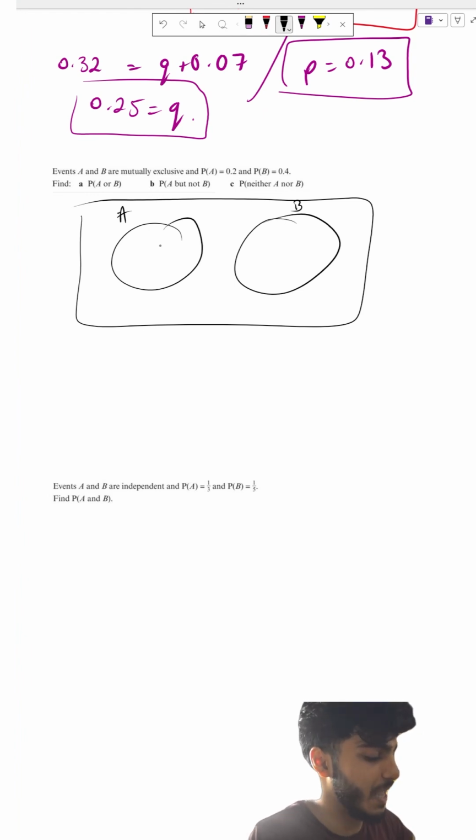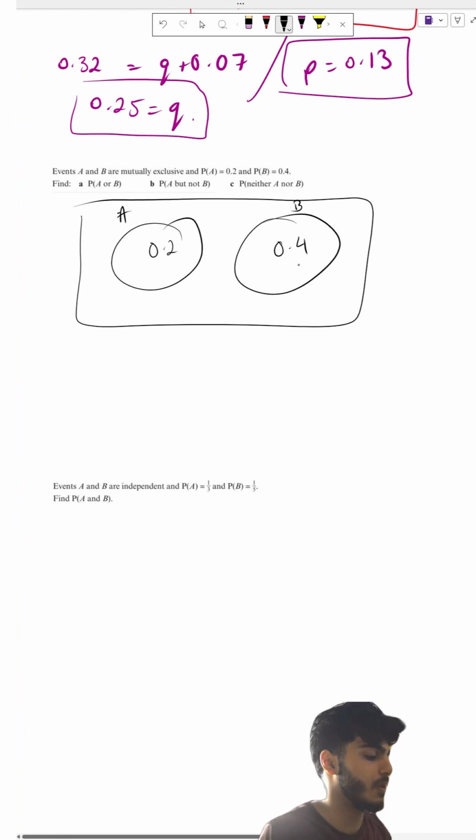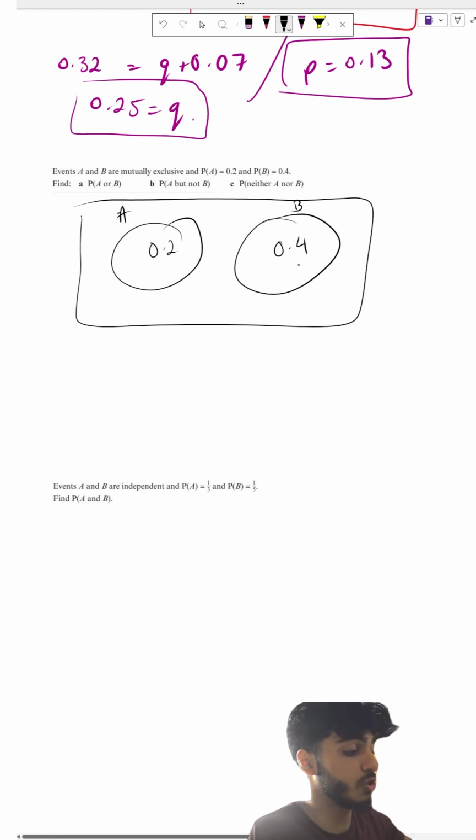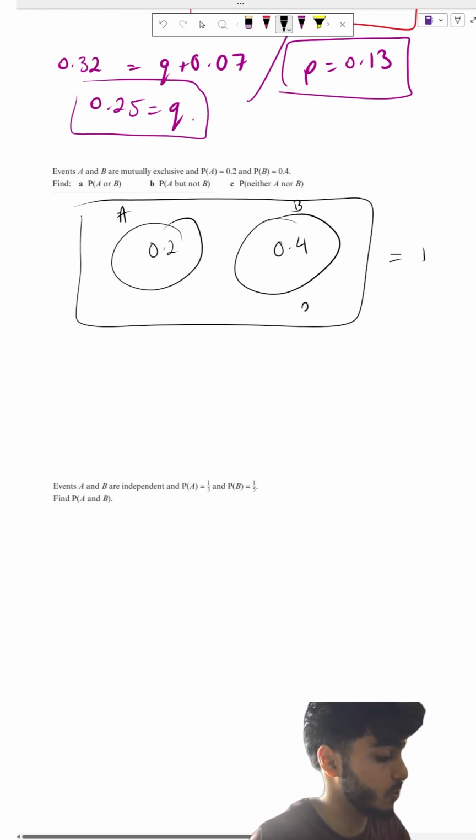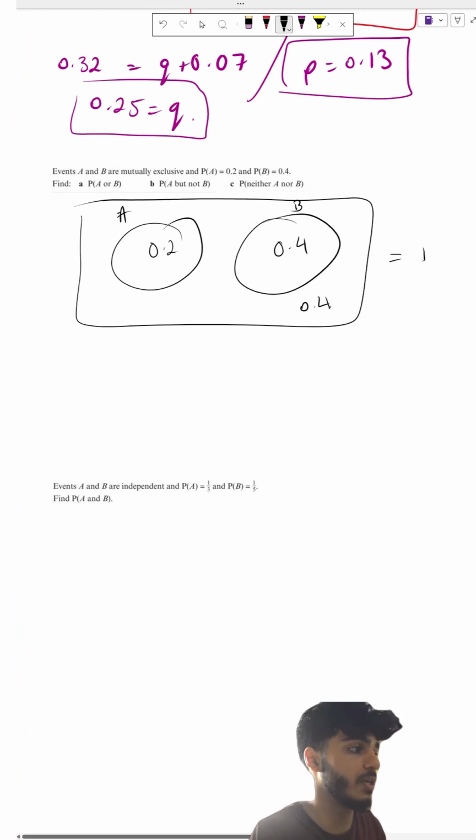So if we know that A is 0.2 and B is 0.4, the rest is going to equal, because we also have to remember that this equals 1. 0.4 plus 0.2 is equal to 0.6. How much do we have left? So we're going to have 0.4 on the outside. Always make sure when you're drawing your Venn diagrams, you draw the square outside as well, the rectangle outside as well, because you can actually lose a mark for it.